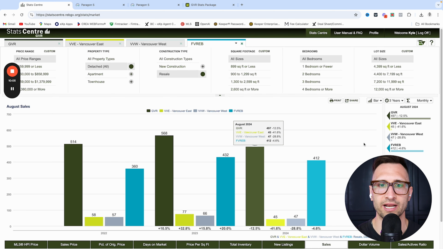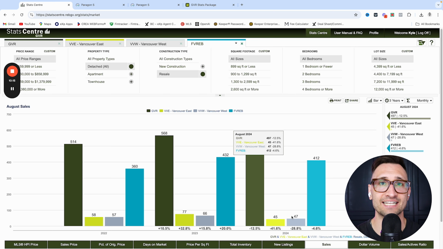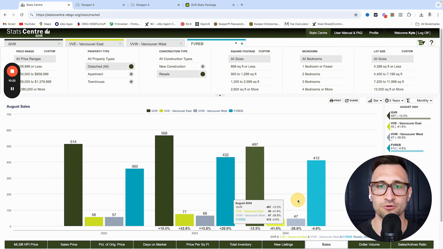And you can see here right off the top, Vancouver's Eastside, Vancouver's Westside, significant drops in sales year to year. 41.6% drop in sales on Vancouver's East with just 45 detached sales in the whole of August. Vancouver's Westside only saw 47, which was a decrease of 28.8% as well. The whole of Vancouver saw a decrease of 12.5%, and then Fraser Valley saw a 4.6% reduction in sales at 412.